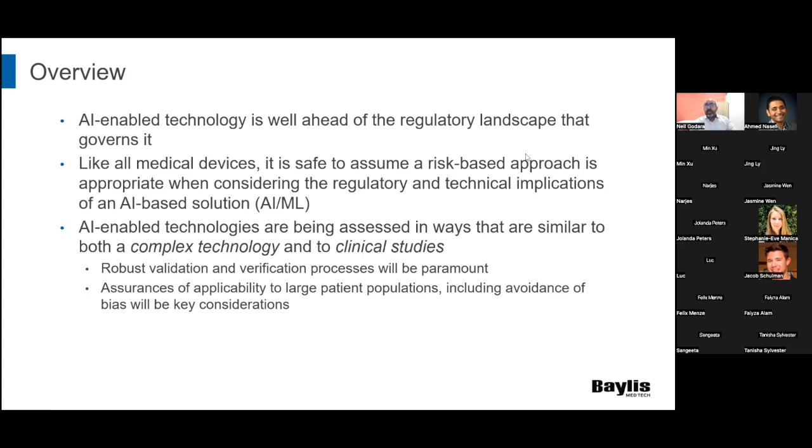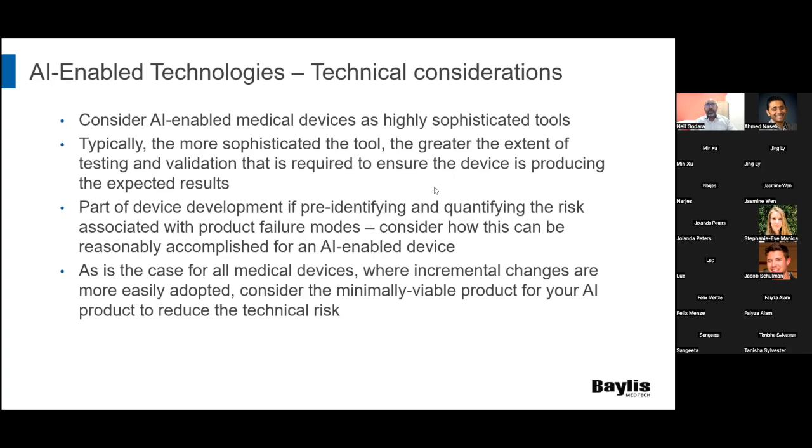So when you look at it through a couple of lenses, on the technical side, the more sophisticated the tool, the more V&V is going to be required. If you can quantify the risk ahead of time for your AI-enabled technology, effectively locking it down so that it doesn't have an open-ended risk profile, then you'll have a much better chance at studying it, verifying it, validating it, and convincing a regulator that it's safe for clinical use.